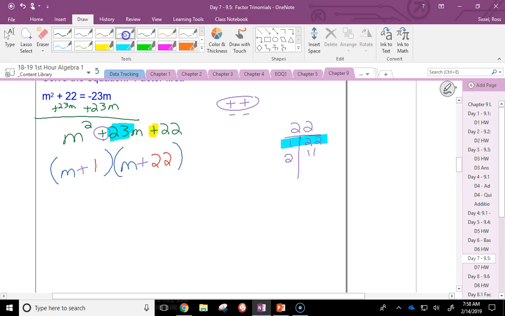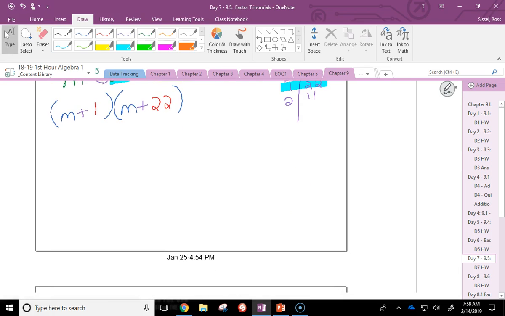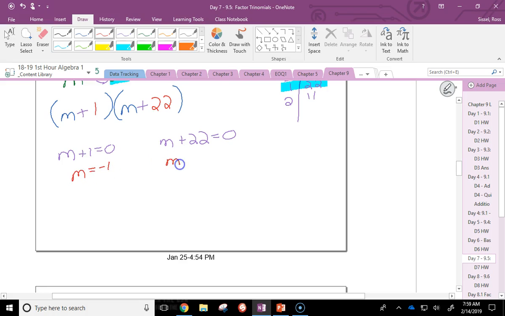Now that's only the factoring part. We now have to go down and say m plus 1 equals 0. m plus 22 equals 0. And we solve for each one. So the first one, you minus 1, m would equal -1, m would equal -22. Our final answer is -1, -22. Those are our zeros, which would be our x-intercepts on our parabola.